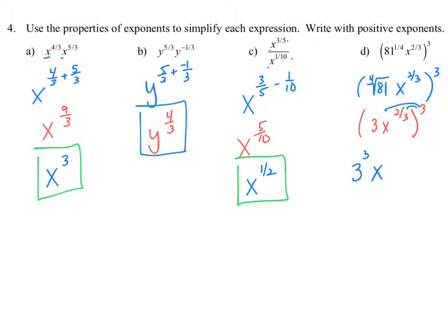When you have a power to a power, you're going to multiply those exponents together. And when we simplify our result, 3 to the 3rd is 27, and x to the 2/3 times 3, 2/3 times 3 is going to be 2. So our final answer is 27x squared.